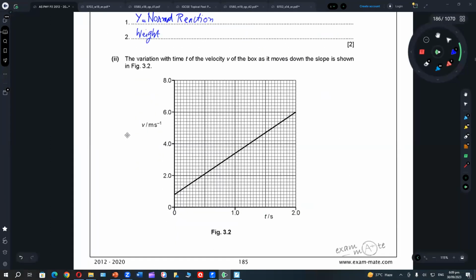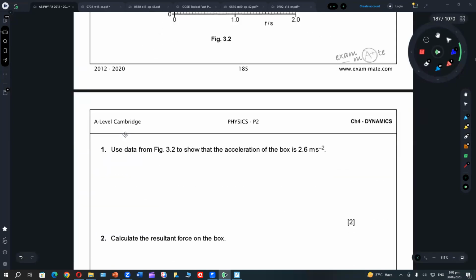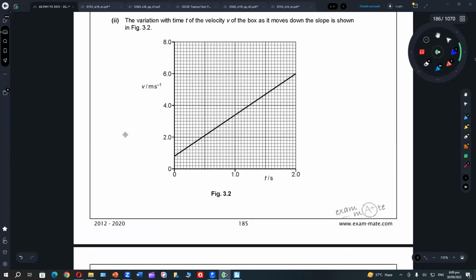The variation with time of the velocity of the box as it moves down the slope is shown. This is a velocity-time graph. Use data from figure 3.2 to show that the acceleration of the box is 2.6. When you have a velocity-time graph, the gradient shows the speed. So we should try to work out the gradient.